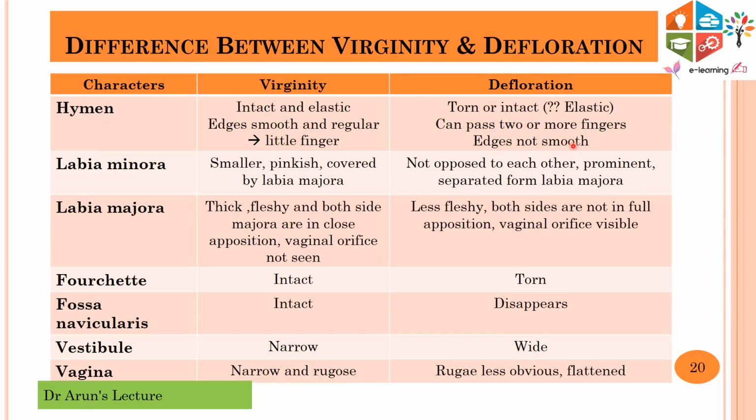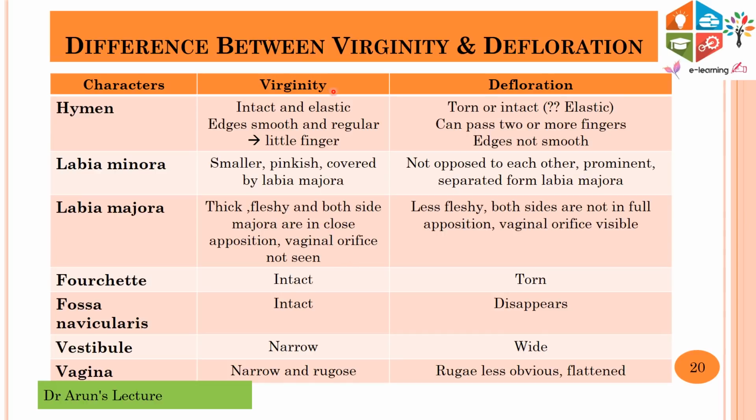the edges are not smooth. In case of labia minora, they are smaller, pinkish, and mostly covered by labia majora. In a deflorated woman, they are not in opposition to each other, and are prominent and separated from the labia majora. In case of labia majora, they appear thick and fleshy on both sides, and they almost lie in close opposition. The vaginal orifice is not seen, right? And here the patient is made to lie in lithotomy position.